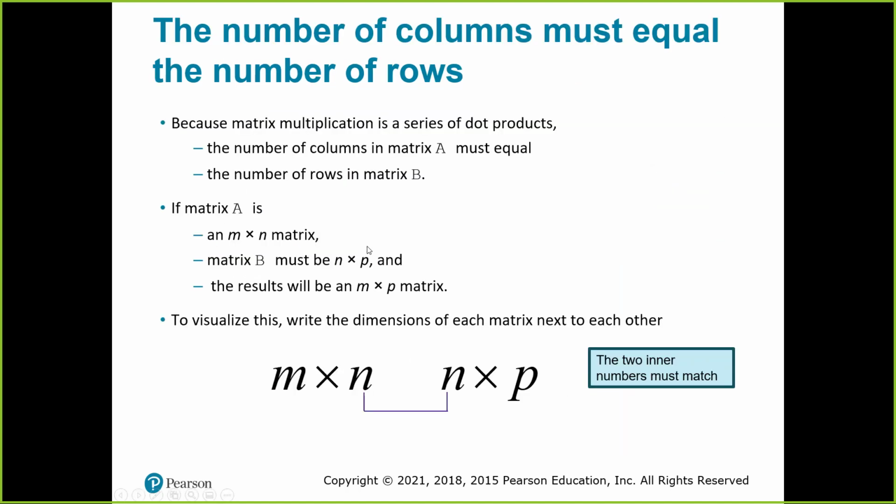So because matrix multiplication is a series of dot products, the number of columns of A must equal the number of rows in B. So that's very, very important that these two numbers are exactly the same. Because if they're not, then you can't do a dot product of this one to that one. If matrix A is m by n, then B must be n by p, and the result will be m by p.